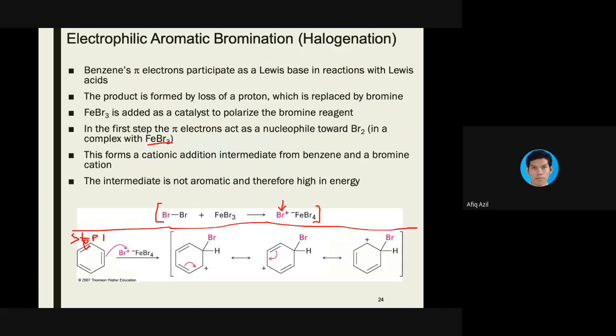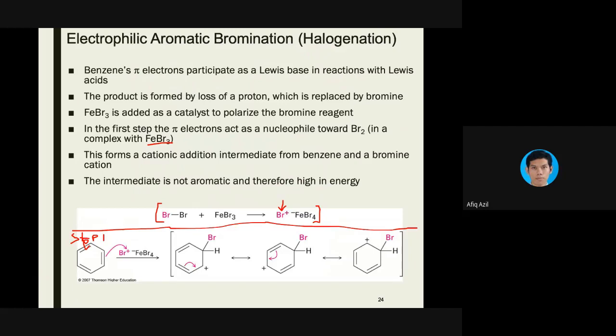If you put Br2 without the addition of iron bromide, the reaction may proceed, but at a very, very slow pace. In fact, it may not happen altogether. So the catalyst helps to prepare the bromine into this intermediate. Once the bromine forms this complex with iron bromide, then only the electron-rich benzene can react.